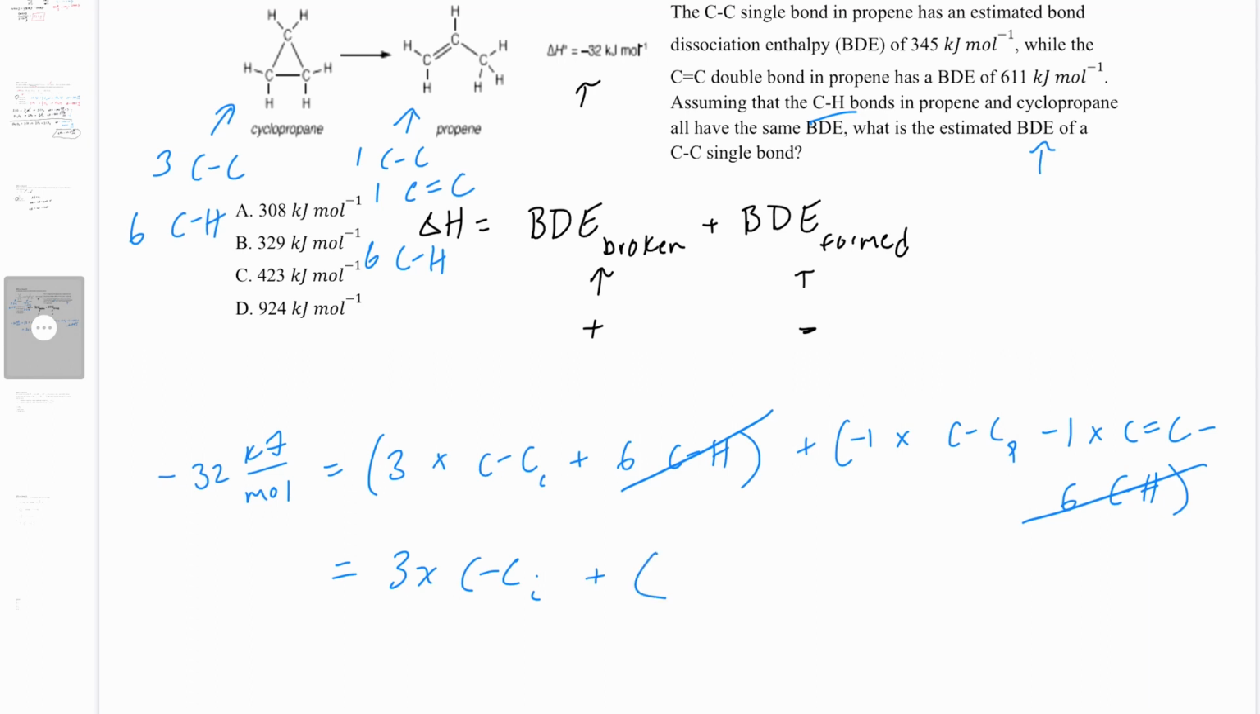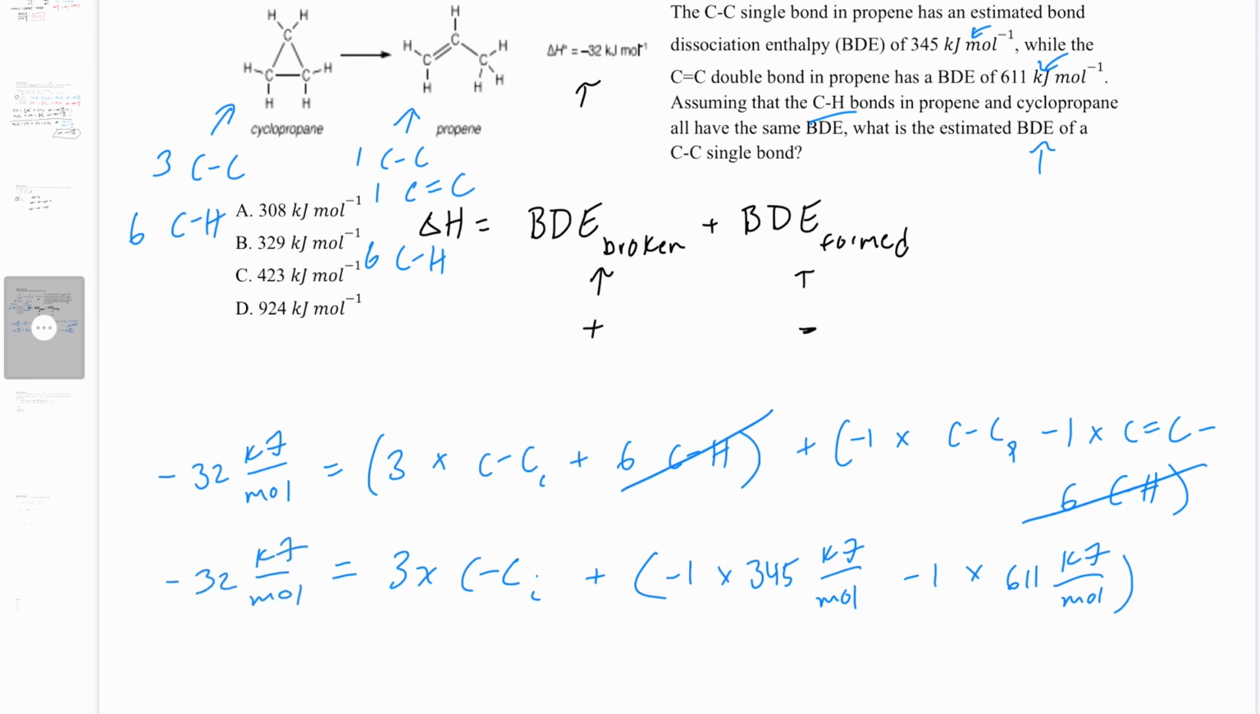We know our bond dissociation enthalpy of our carbon-carbon bond in propene. So that's -1 times 345 kilojoules per mole, and that's from this part of our problem here. And so now we need to find out our carbon-carbon double bond, and we're also told that it's 611 kilojoules per mole. So let's do -1 times 611 kilojoules per mole. And so all of this is equal to -32 kilojoules per mole.